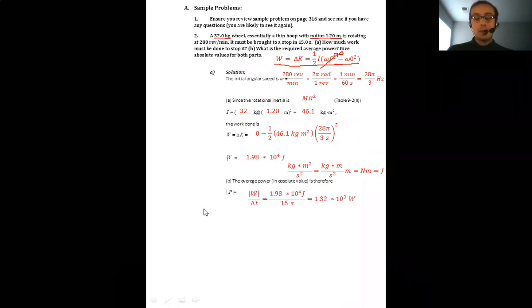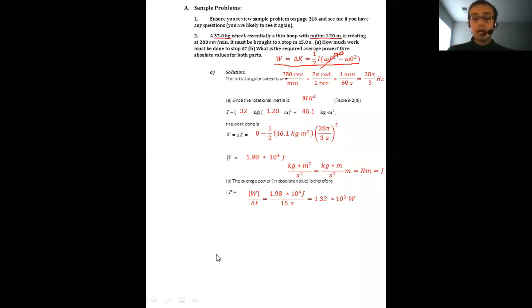And if we're talking about power, that's going to be the absolute value of the work that has to be done over the time over which we're doing this. So that's 1.98 times 10 to the 4th joules over 15 seconds is 1.32 times 10 to the 3rd watts.